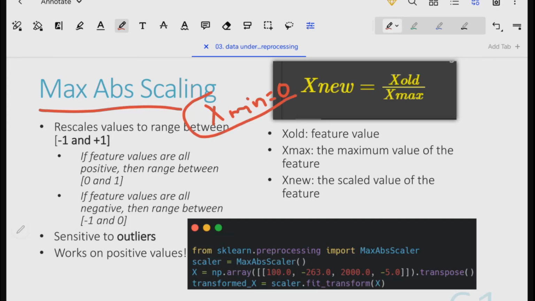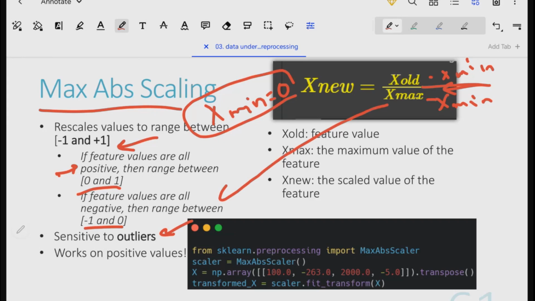However, since xmin is 0, if you check the equation here, xmin is gone. Xmin divided by xmin, right, has gone, has no impact now because xmin is 0. The scale will come out different this time. It's going to become between -1 and +1. In other words, if all feature values are positive, then it's going to give you a positive scale between 0 and 1. If features are all negative, then your scale is going to be between -1 and 0. It is still sensitive to outliers because xmax is there.